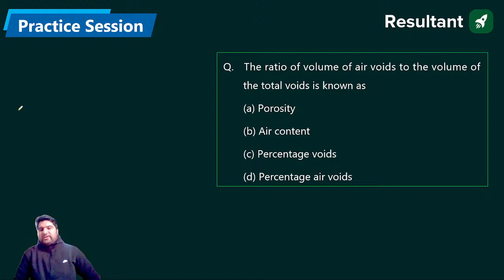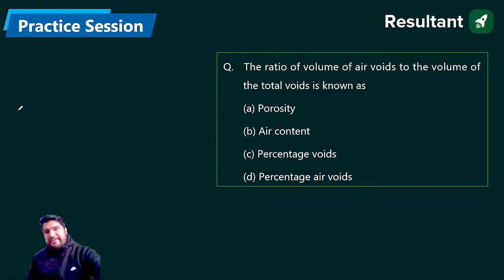The ratio of the volume of the air void to the volume of the total voids is known as. It is the volume of the air void to the total volume of the voids. Harshita is saying D is the answer, Arnab is saying D is the answer. Anyone else? I want everyone's answer. Quickly mark down the answer. What is that property known as?